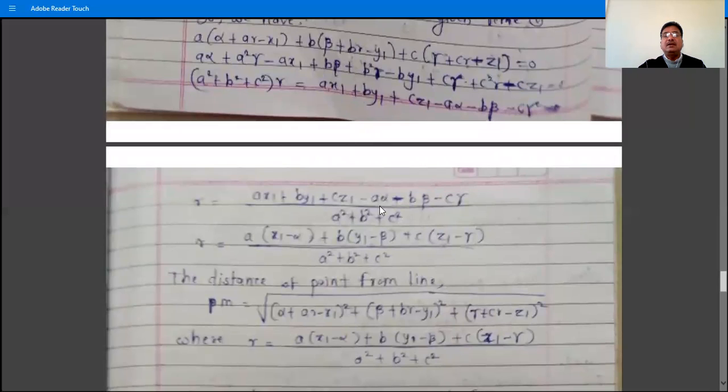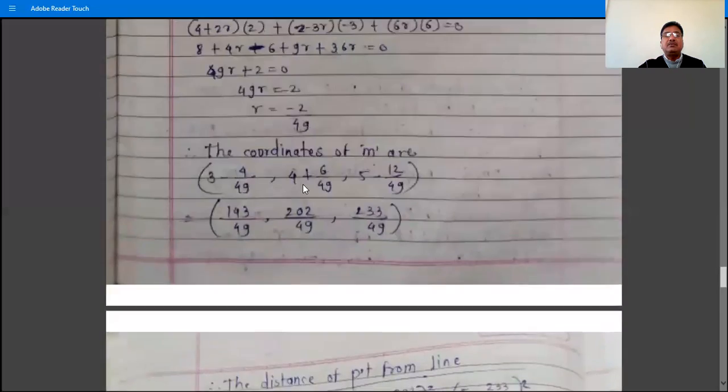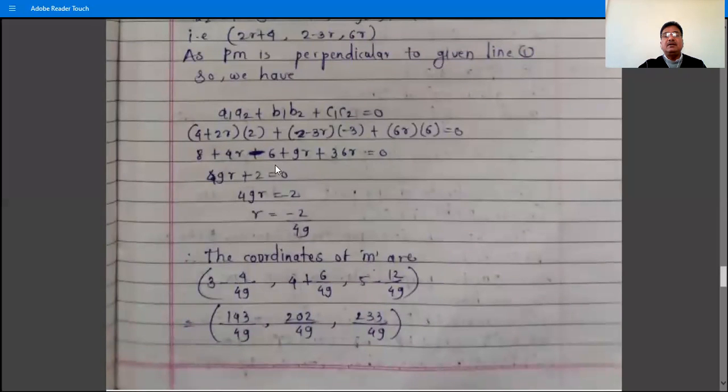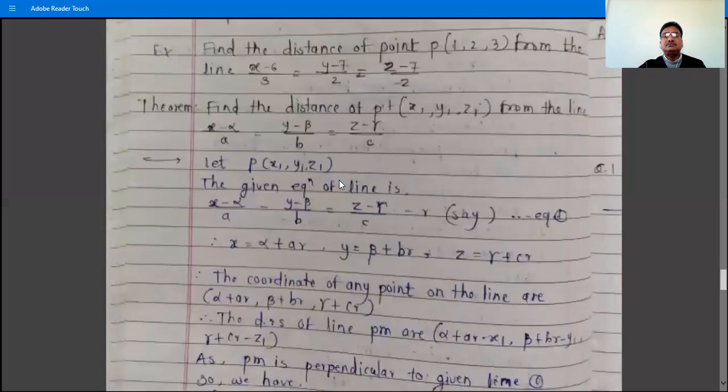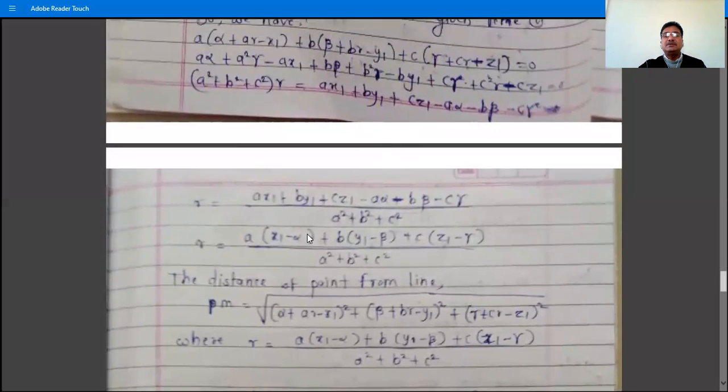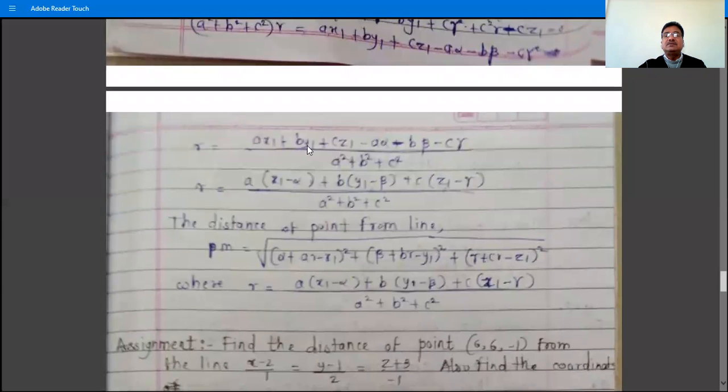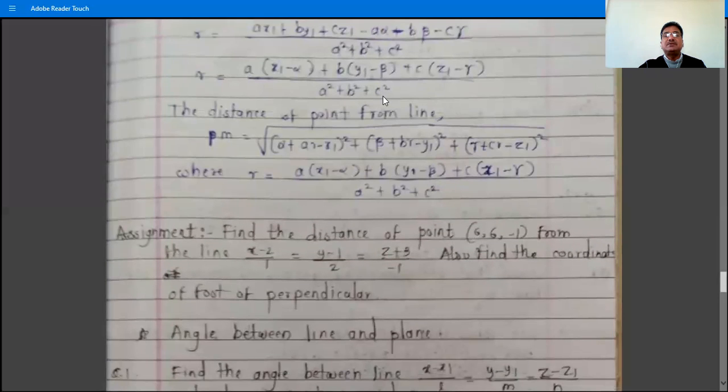This is the RHS. Then R is equal to, like the same calculation, find the value of R: collect all the terms containing R, and shift the remaining terms to the RHS. So R is AX1 plus BY1 plus CZ1 minus A alpha minus B beta minus C gamma, divided by A square plus B square plus C square. And this is the value of R. So R is A into (x1 minus alpha), taking A as common, plus B into (y1 minus beta), plus C into (z1 minus gamma), divided by A square plus B square plus C square.